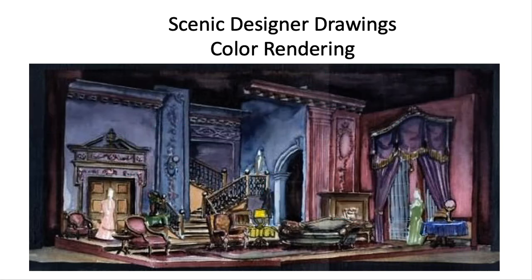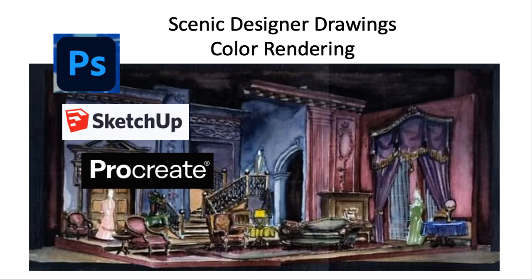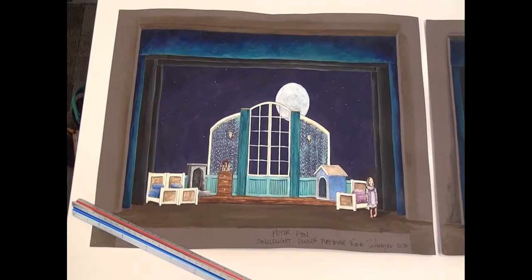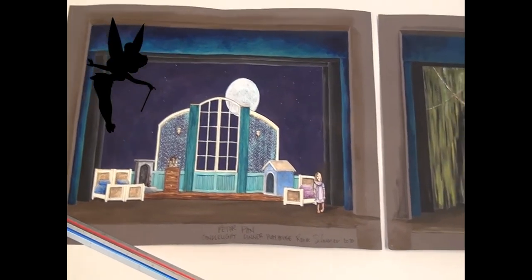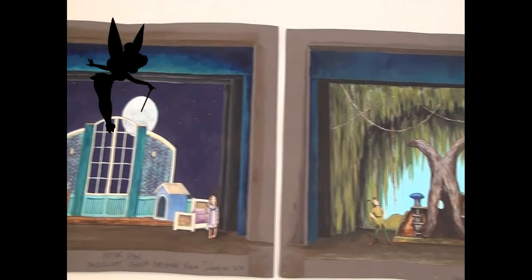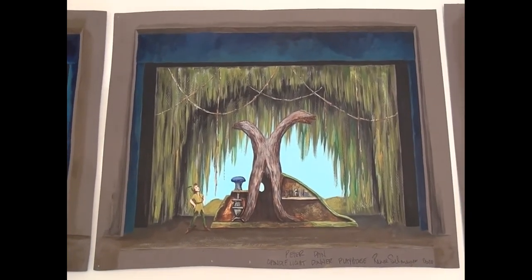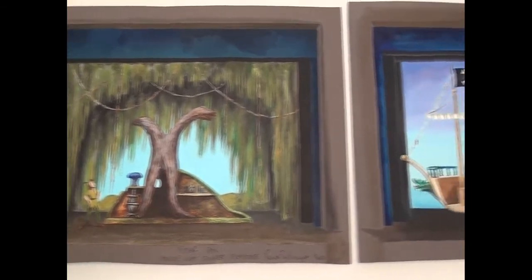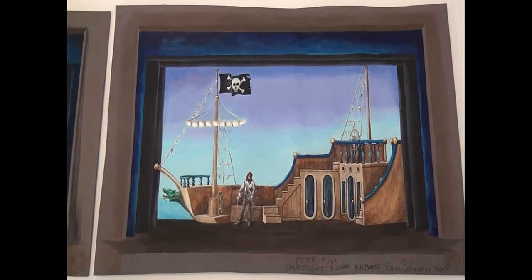It's becoming more and more common for designers to now use computer programs like Photoshop or SketchUp or Procreate to produce their renderings. These renderings for the musical Peter Pan were painted in acrylic paints. They are conceptual drawings designed for the director and the other design teams. They can't be measured from, however, the scenic artist can reference them when they're painting the set.